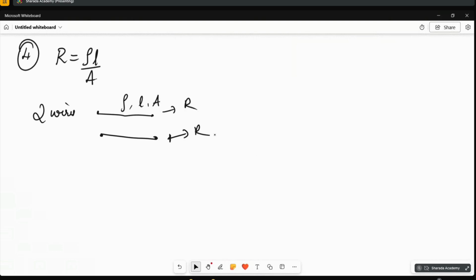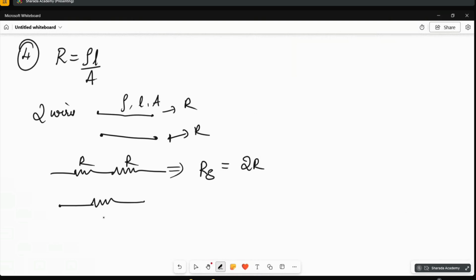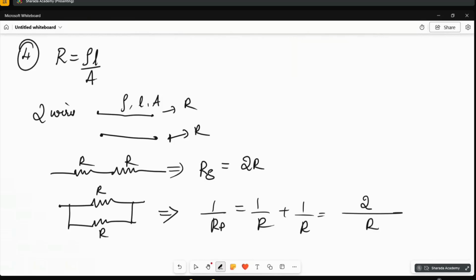Now, once they are connected in series, once they are connected in parallel. So, both are connected in series. Now, what will be the equivalent resistance here? Equivalent resistance is 2R. You will just add up. Now, second thing, they are in parallel. So, what happens now? Parallel resistance: 1 by Rp is equal to 1 by R plus 1 by R. So here it will be 2, so Rp is equal to R by 2.